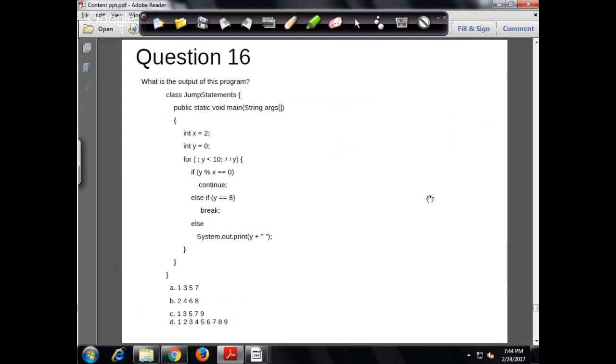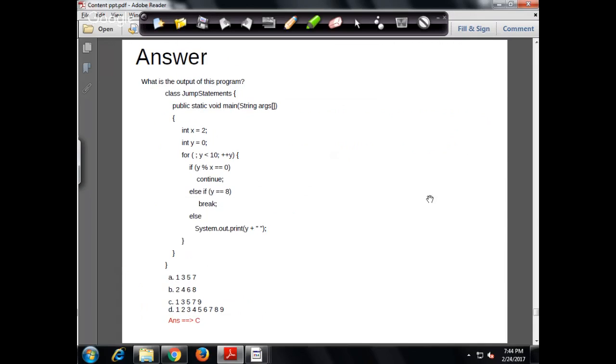Okay, so guys, I'm going to quickly show the answer of this particular question. And the answer is C. Okay, now let me explain quickly how the answer is C. So let's have a look at how you can think like a computer over here. So here the value of x is initialized as 2 and y is 0. So y value we are simply using in the loop. Now let's come to the first iteration. y percent x, which basically means 0 percent 2, is equal to 0, right? So basically this particular condition is true.